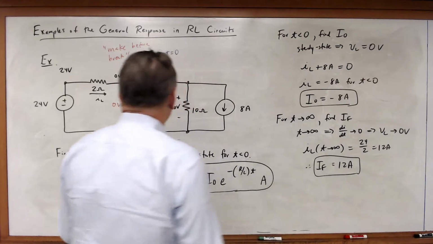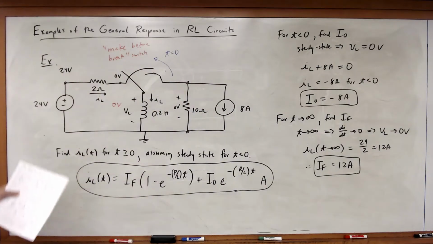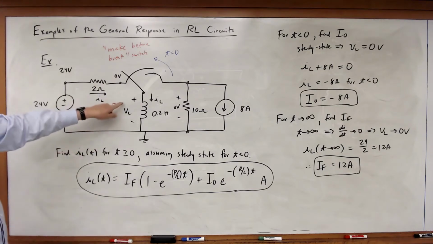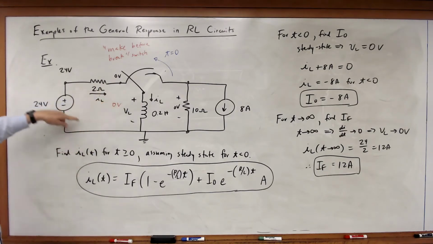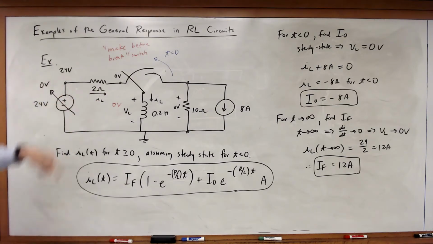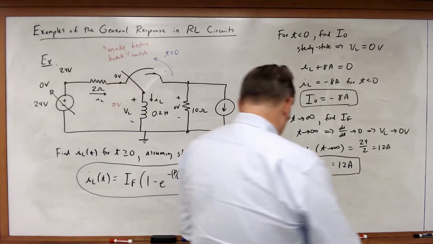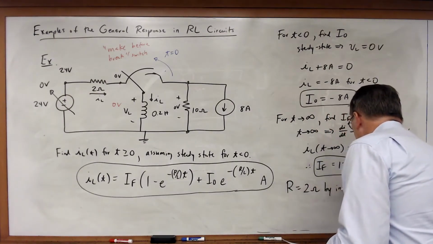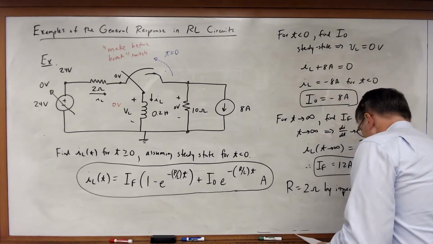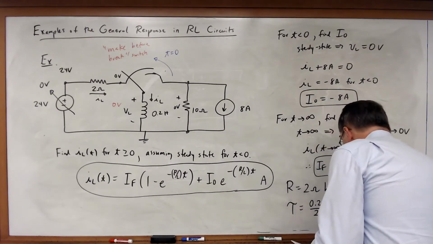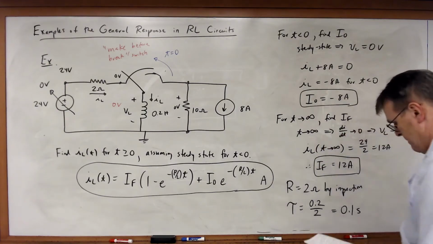Now let's go through and calculate the equivalent resistor across the inductor. Well, in this case, it's easy. For t greater than 0, if we zero out this source, the only thing connected across that inductor is going to be that 2 ohm resistor. And so just by inspection, R is equal to 2 ohms. Therefore, tau is equal to 0.2 divided by 2, which is 0.1 seconds.